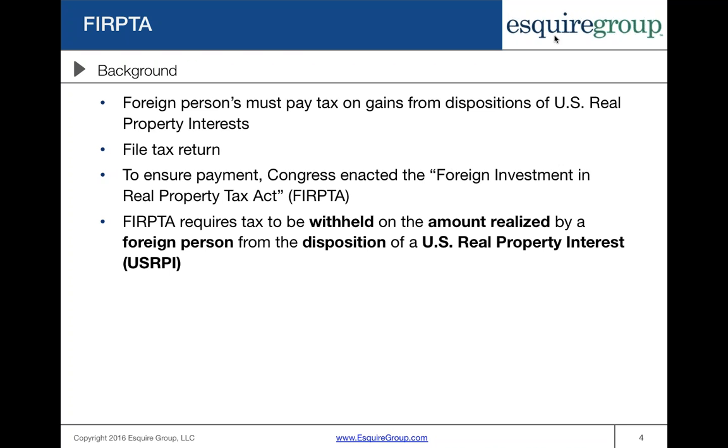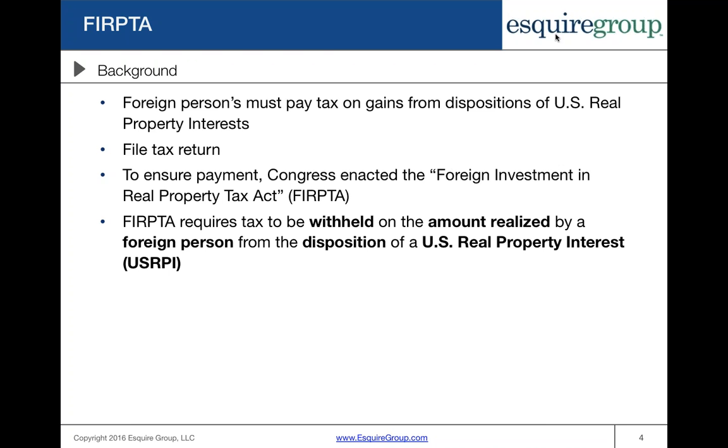So essentially, if a foreign person invests in the United States in U.S. real property, so U.S. real estate, they have to pay tax on any gains that they realize from the disposition of those U.S. real property interests. And we'll get into the definition of U.S. real property interest a little bit later, because it goes beyond simply just owning actual real estate. So a foreign person that disposes of a U.S. real property interest is required to file a U.S. tax return to report the sale of that U.S. real property interest and pay the tax on any gain that they realized in selling or disposing of that real property interest.